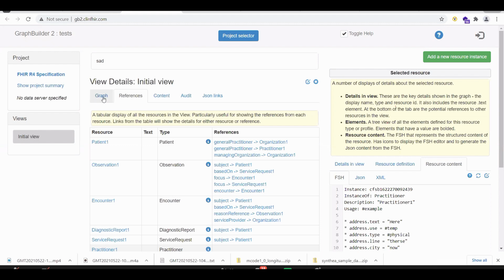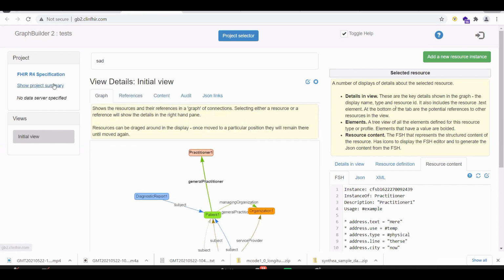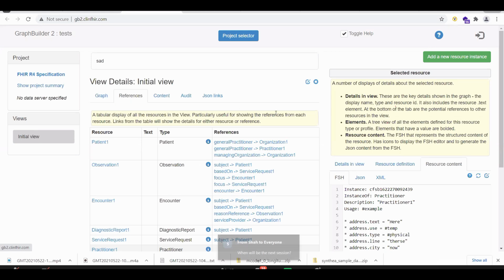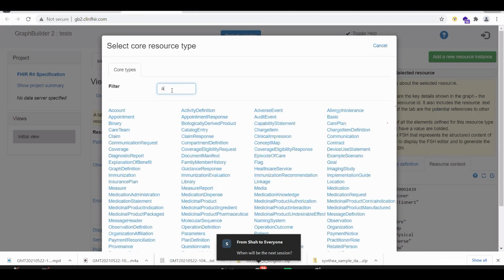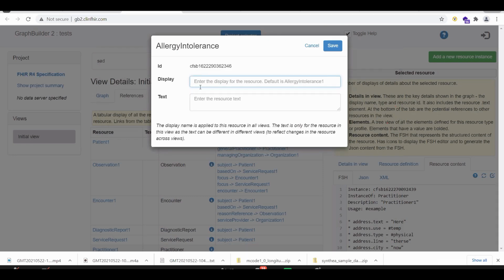So actually, you can go to the graph builder, you can create your resources, and you can actually link them together and see how they are related. So what happens is, for example, let's add a new resource. Okay. So let's add a new resource, allergy. Okay. And say, this is just a name, I just keep it.